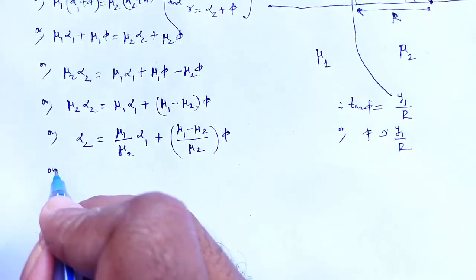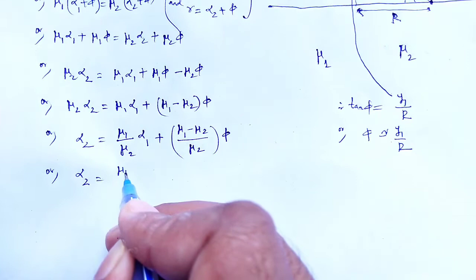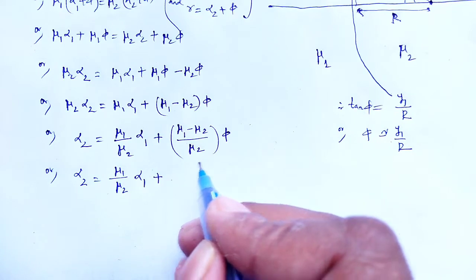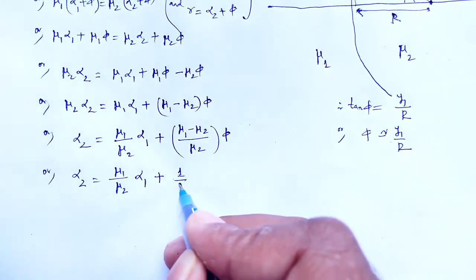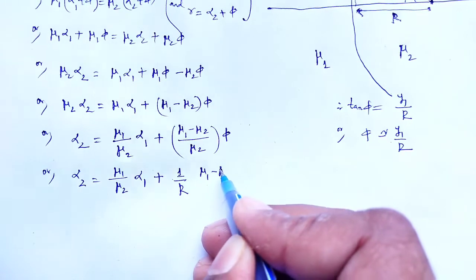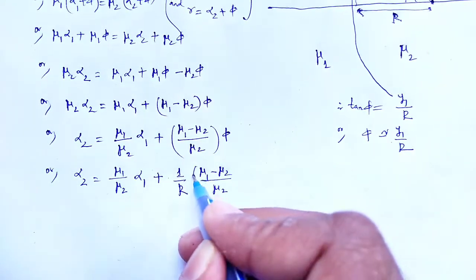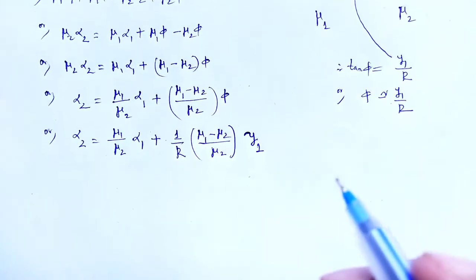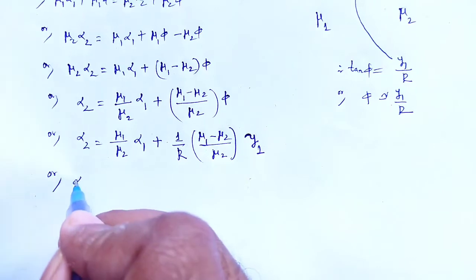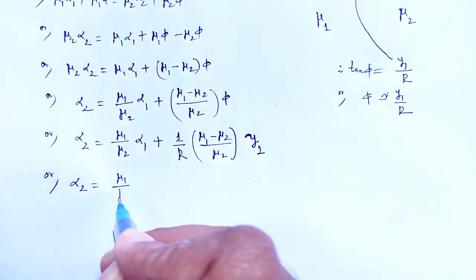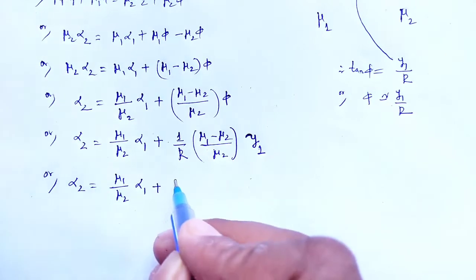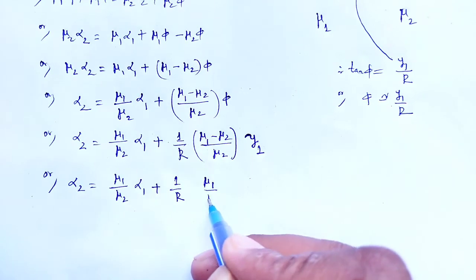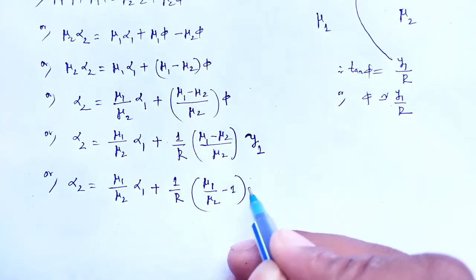Therefore alpha 2 is equal to mu1 by mu2 alpha 1 plus 1 by r (mu1 minus mu2) divided by mu2 into y1. Again that is simplified as (mu1 by mu2) alpha 1 plus 1 by r (mu1 by mu2 minus 1) of y1.